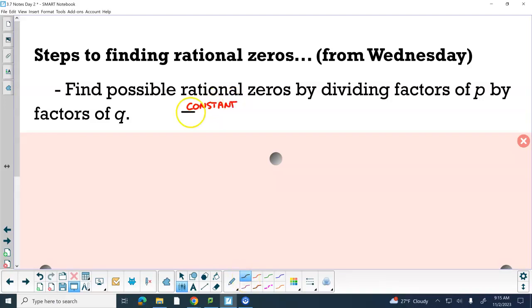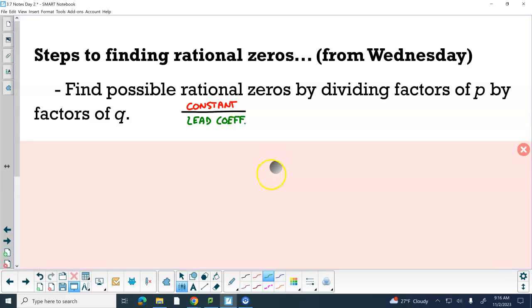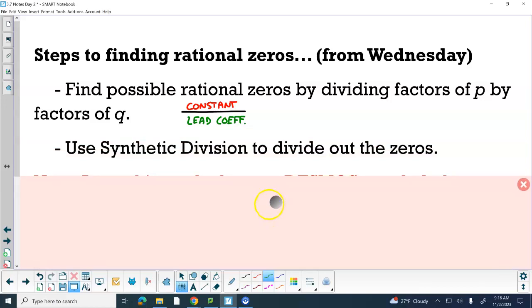And dividing them by all the factors of the lead coefficient. Okay? So that's how we do that. Then we said yesterday that we need to use synthetic division to divide out the zeros, or to find them, right? Or to find 1, or 2, or 3. Today, I'm going to give you a shortcut on that.